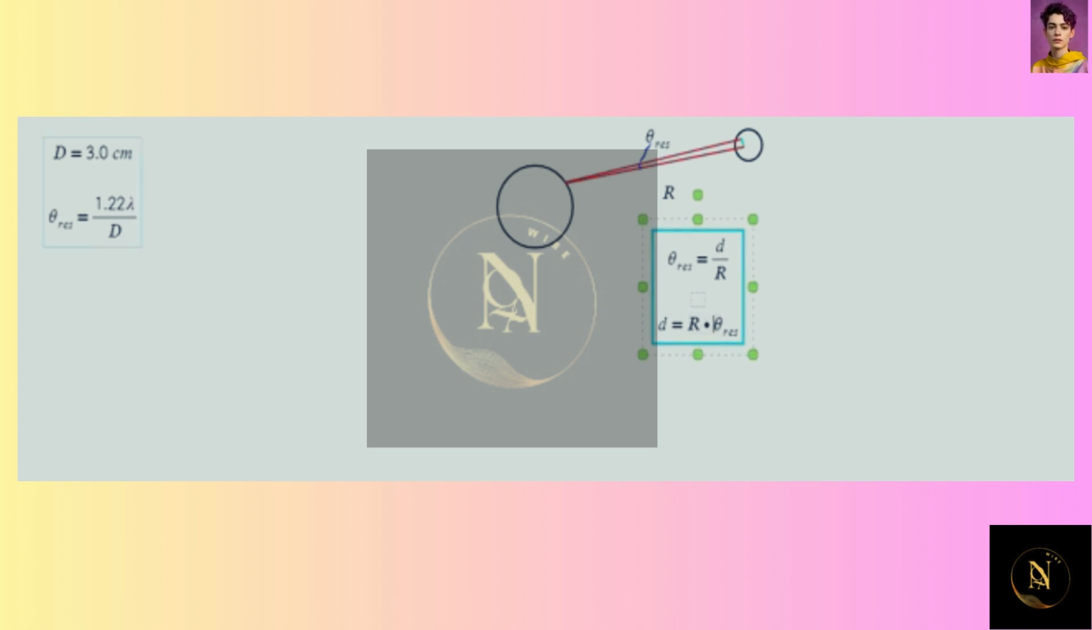So let's start with theta res. We know what d is, so let's convert this to meters. This is going to be 3.0 times 10 to the negative 2 meters.